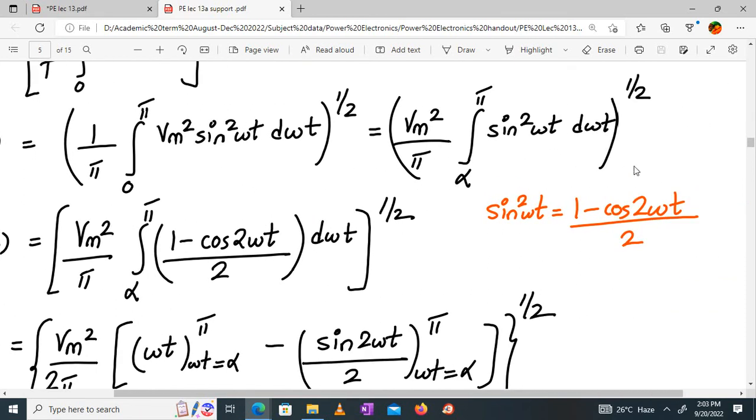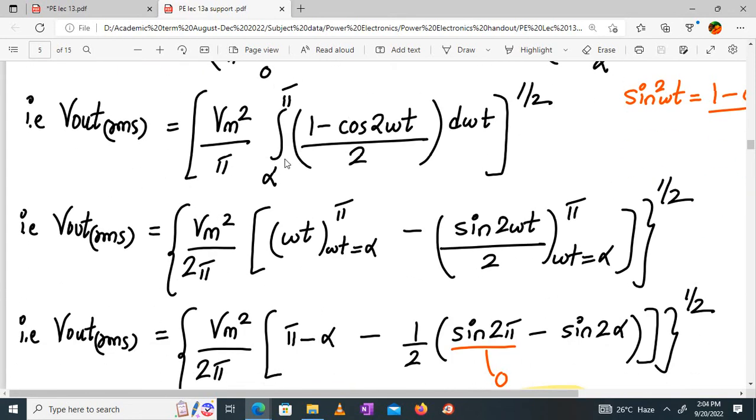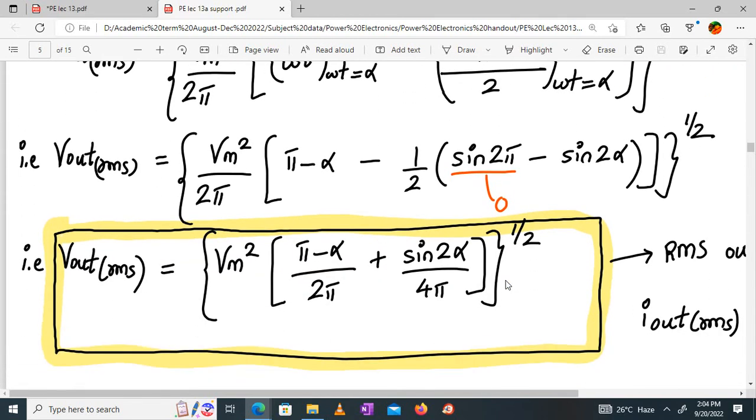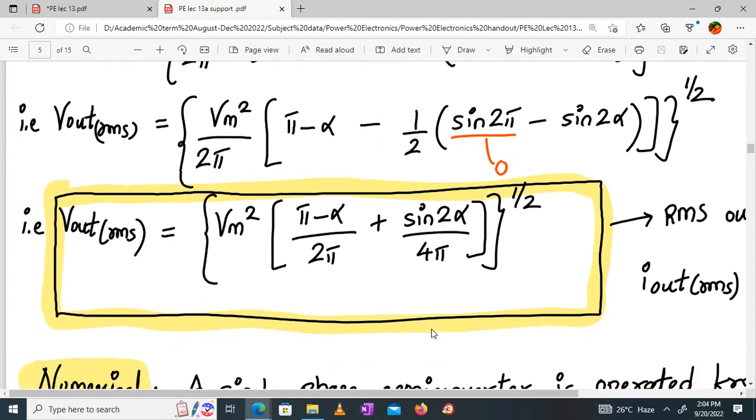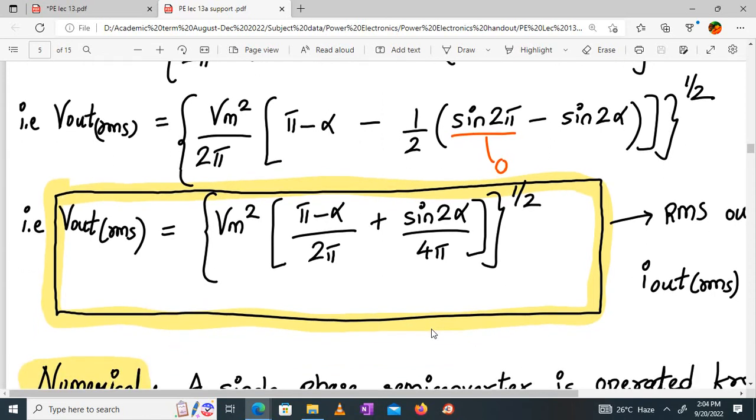Sin square omega t is 1 minus cos 2 omega t over 2. It will come out of the integral. This 1 will become omega t, and cos 2 omega t will become sin 2 omega t upon 2. So after further simplification, you will find out that this is the formula. Please note down this formula. V out RMS will be Vm square into pi minus alpha divided by 2 pi plus sin 2 alpha divided by 4 pi, the whole raised to half. RMS value of the output voltage. And what will be I out RMS? V out RMS upon R. Okay?